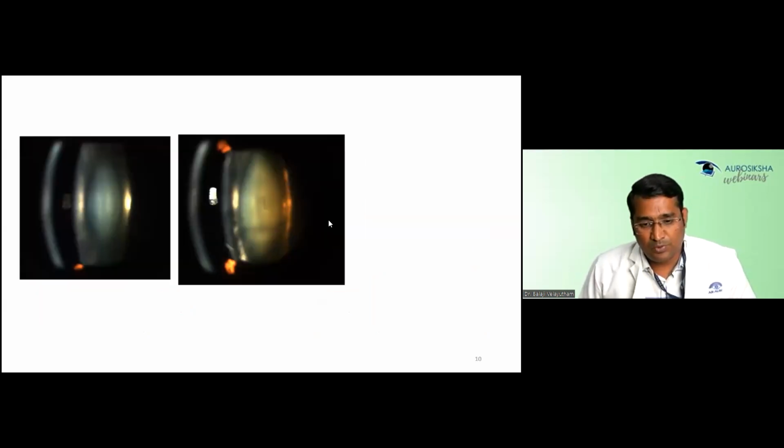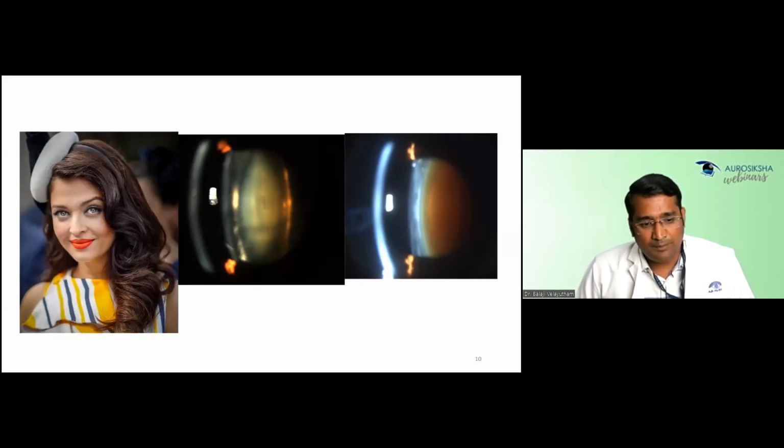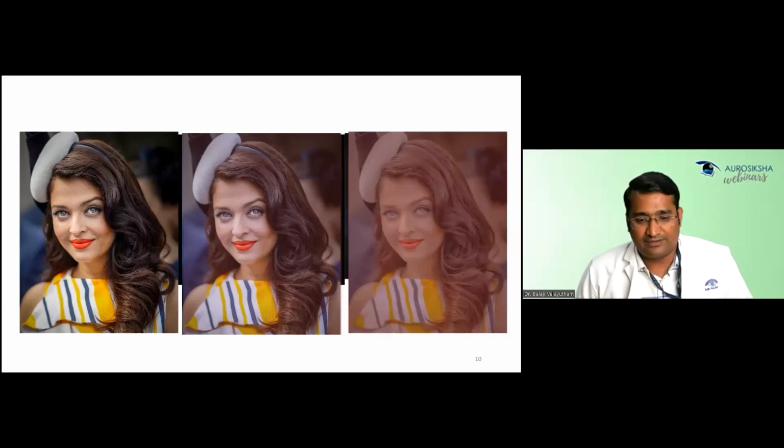Nuclear sclerosis 1, 2 to 3. As you can see, this is a little white. Here it is amber colored, and here it is brown colored. This is how a picture will look to a patient with each of these stages of cataract.